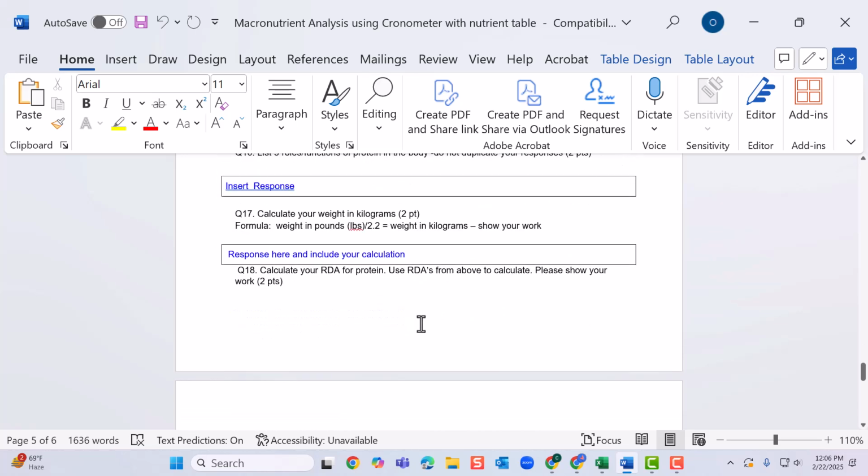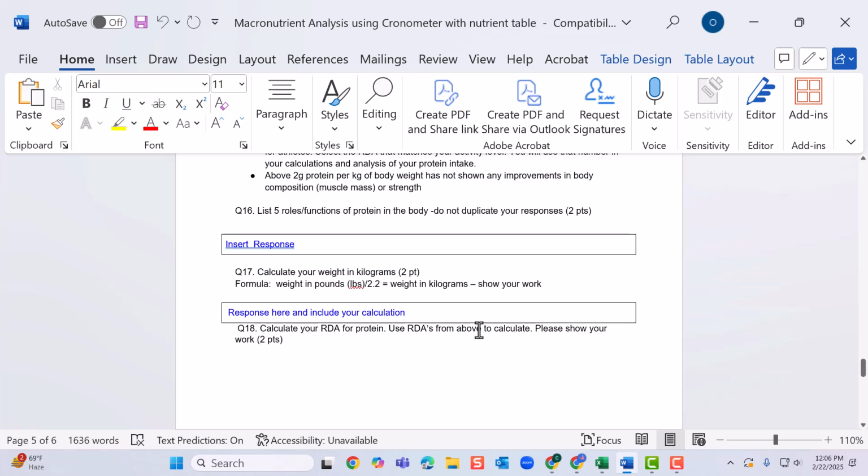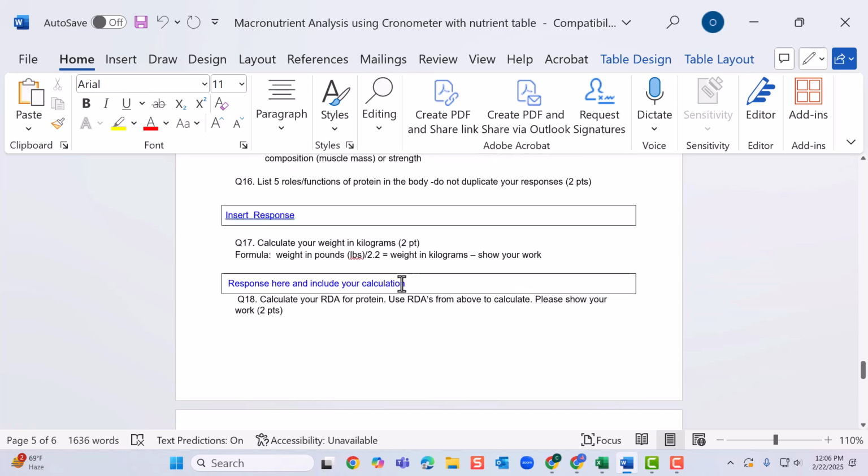The last part is the protein. This is the protein section. You will have to do some math, and I know math can be a little overwhelming for some students. Take your time, ask for help, but I just want to give you some examples of what to do in this section. Calculate your weight in kilograms. That's the first step because your protein intake is actually dependent on your weight.